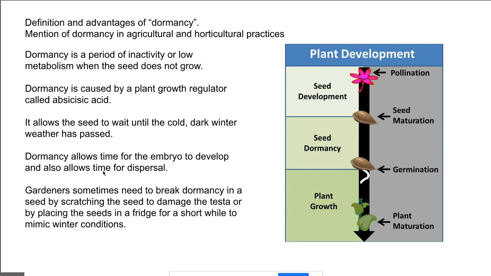It also allows time for the embryo to develop. The little embryo, the radicle and plumule inside the seed, is continuing to grow at a slow rate. So it ensures that when the embryo is fully formed, dispersal would have happened.